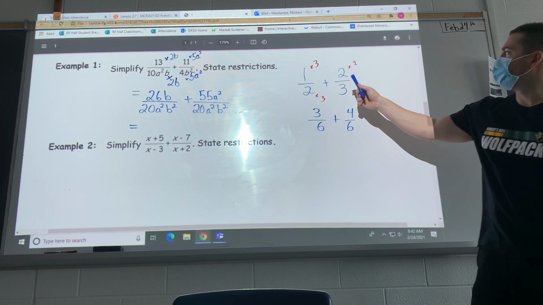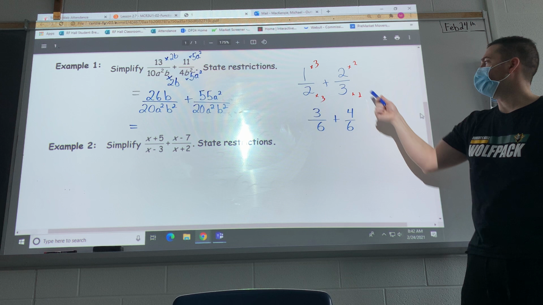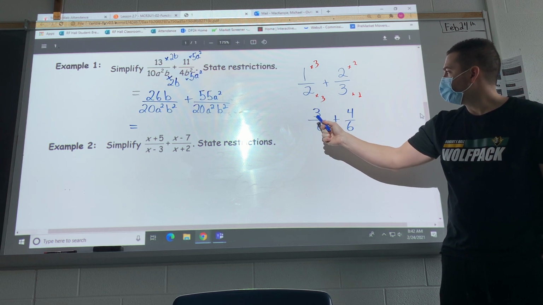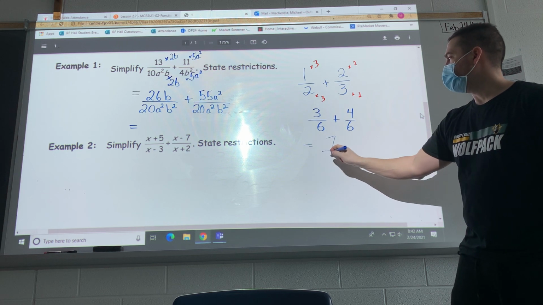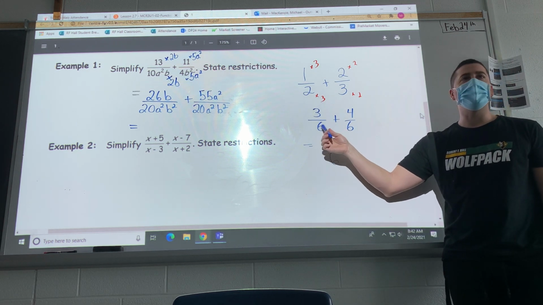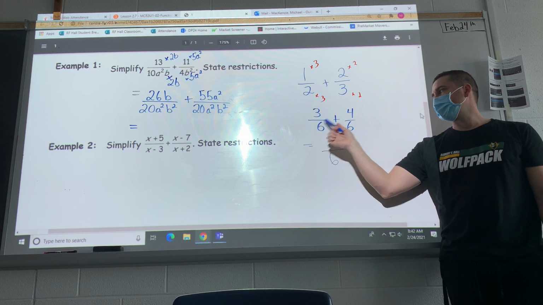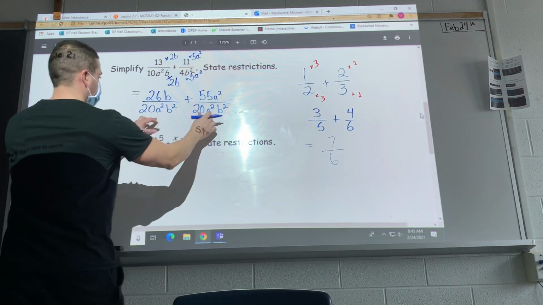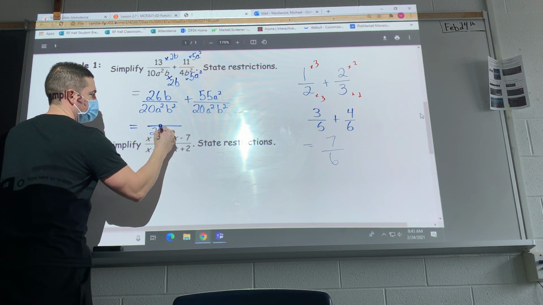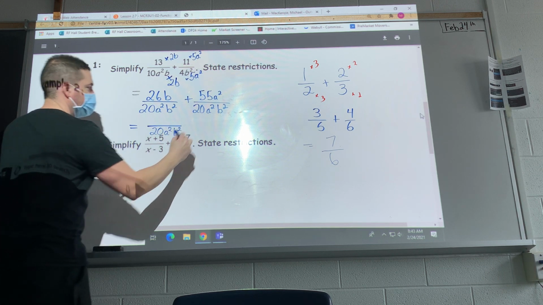Again, when we're dealing with fractions, you multiply the opposite side by the denominators. Here, your next step would be 3 plus 4 is 7, and then you keep the same denominator. You don't add the denominators together, right? So these two denominators become 1 denominator, 20a squared b squared.